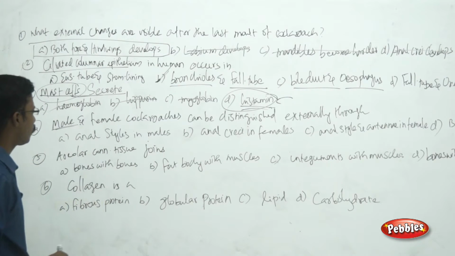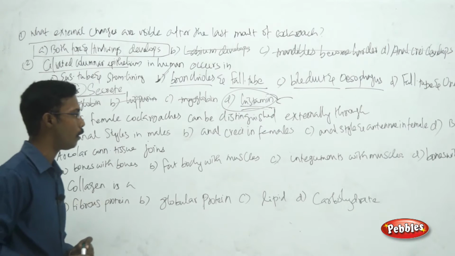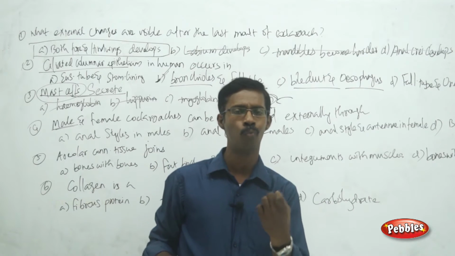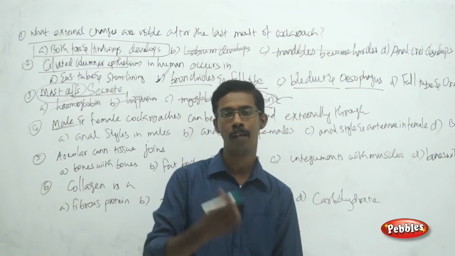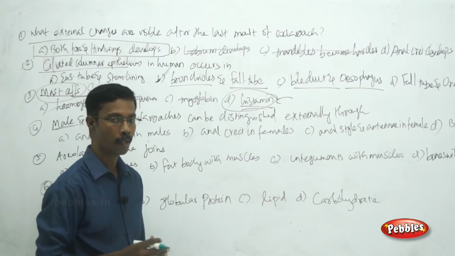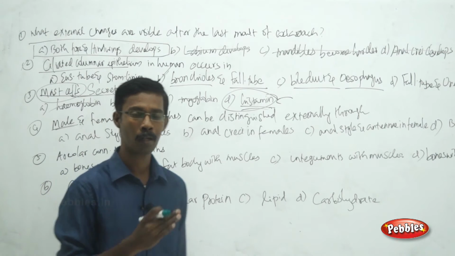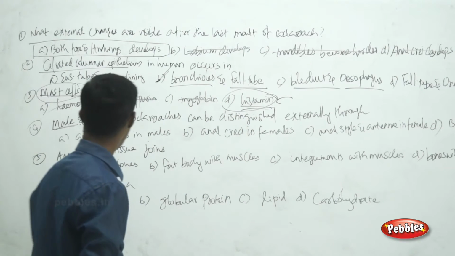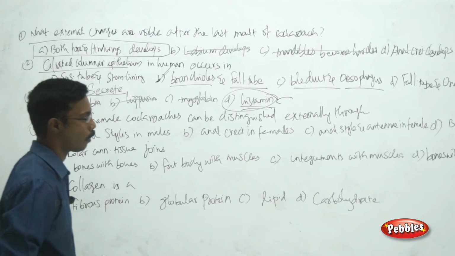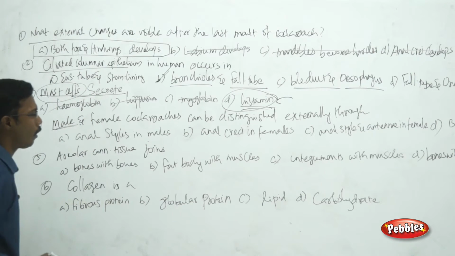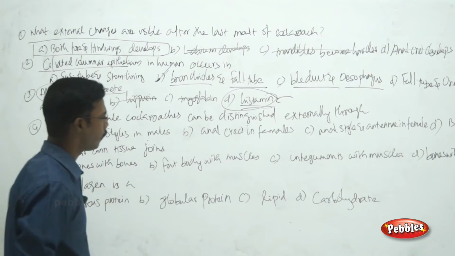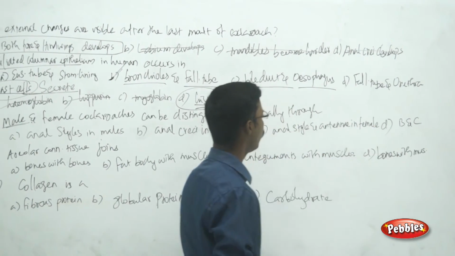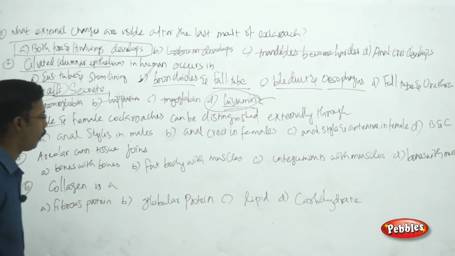And see the next question: the male and female cockroaches can be distinguished externally through. What is the external feature you will go for to distinguish the male and female animal? As I told you, they are dioecious. They have a male part and a female part, or separate male body and female body. What is the external feature you can go for to differentiate the male and female? See the choices: anal cerci in females, anal style and antenna in female, both B and C, or anal style in male.